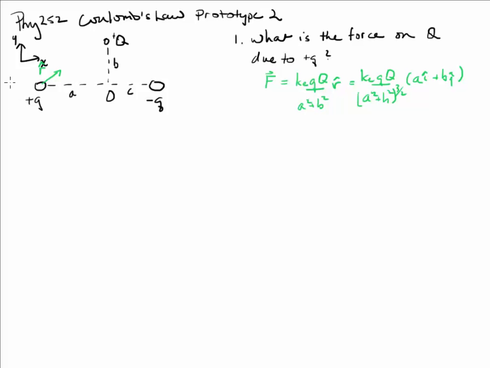Well, F, I show here the unit vector in green, and F can be written as k_e small q capital Q over quantity a squared plus b squared r hat. And if you remember what r hat is from the previous prototype, we can write the force in terms of the components: k_e qQ over quantity a squared plus b squared to the 3/2, times quantity a i hat plus b j hat. You should be able to note and draw on the diagram what a i hat and b j hat are.